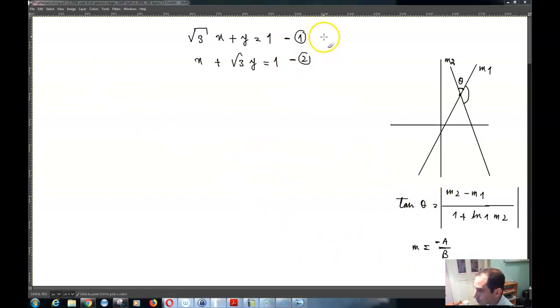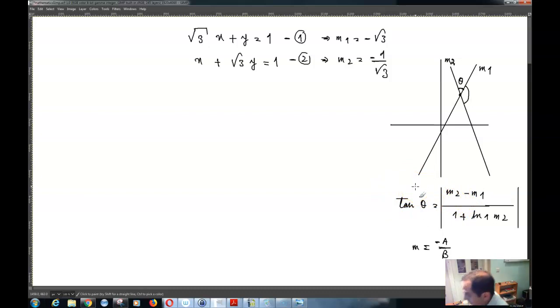You can simply write over here m1 is equal to negative a by b, so that's negative square root of 3. And m2 over here is again negative a by b, so that's negative 1 by square root of 3. So now I have these two values. I have to put them in this formula to get my theta.